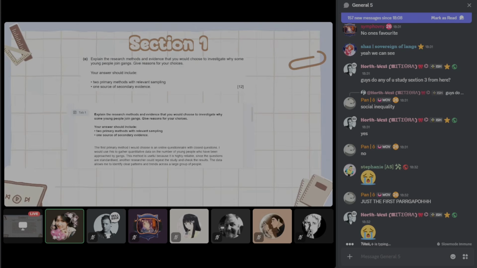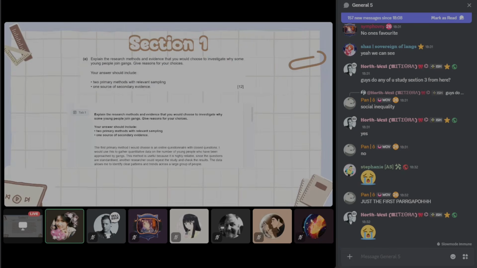Personally, I like to talk about my primary method first, then go with my sampling. The first method I wrote here was to use an online questionnaire with closed questions, being specific on what I'm going to choose. I would use this to gather quantitative data on the number of young people who have been approached by gangs. You can see I relate it to the case or the investigation.